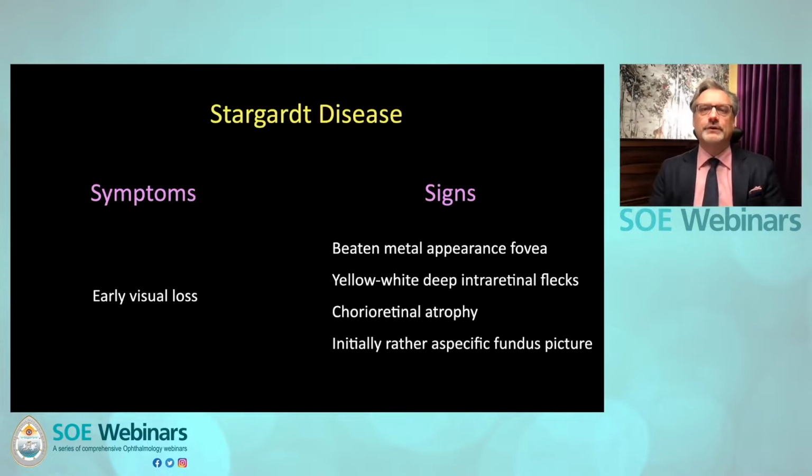So let's first look at the condition called Stargardt disease. Patients will generally present with early visual loss. Signs in the back of the eye will be the beaten metal type fovea. Some people will already have yellow-white deep intraretinal flecks in a fishtail-like manner. Chorioretinal atrophy is seen later on. But initially, you can be fooled and the retina may look normal and people may think this is functional visual loss.